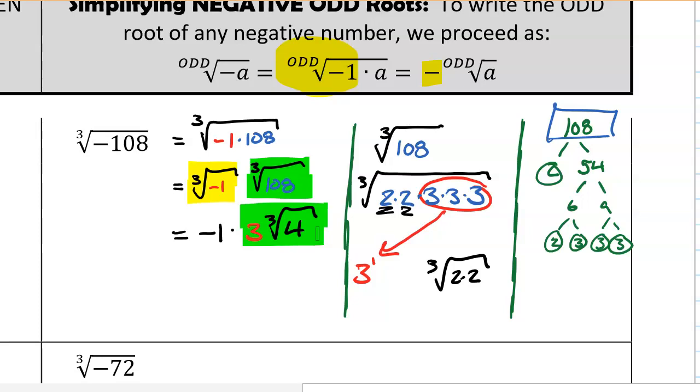Now, all I need to do is multiply, again, things outside the radical and things inside the radical, which gives me my answer of negative 3 cube root of 4.